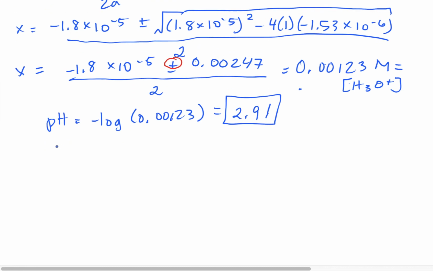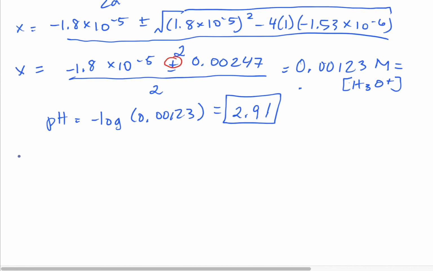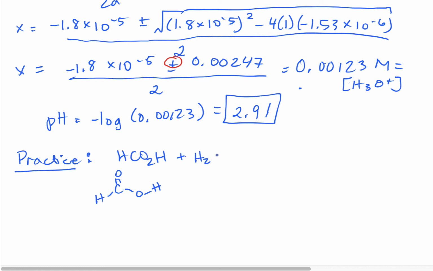And let's go ahead and set up another practice problem. So we'll choose another weak acid. Let's go ahead and do formic acid, HCO2H. This is the stuff that ants have, which is in their venom. So if they bite you, it burns. Most of the time they don't bite you. But anyway, ants that have acid, they will do this.